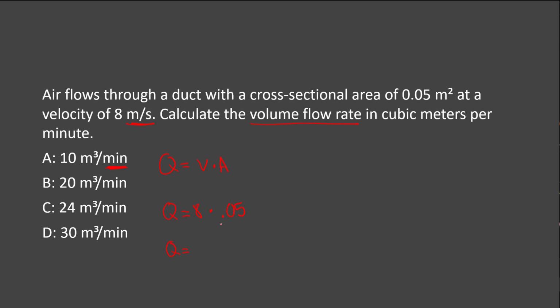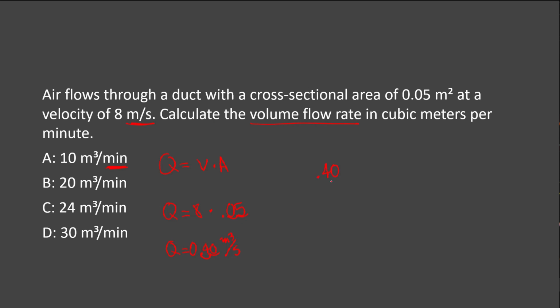Well, 8 times 5 is 40. Then we've got to move the decimal 1, 2. So 40, and then 1, 2. So point, or 0.40. And this is in meters cubed per second. And so we want to take this and convert it into meters cubed per minute. And so we want to multiply it by 60.